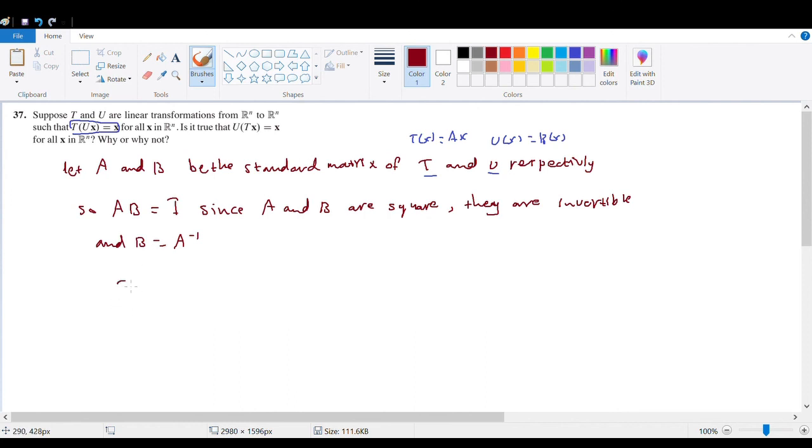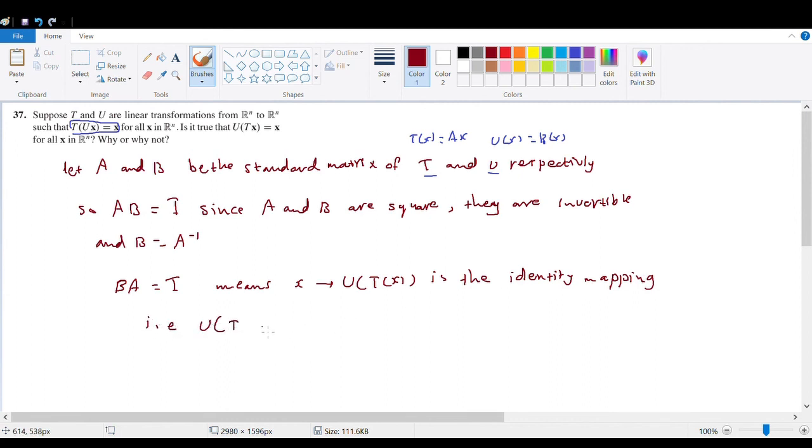So now BA is equal to I, that means x is U(T(x)), the identity mapping, i.e. also U(T(x)) will be equal to x for all x in Rn.